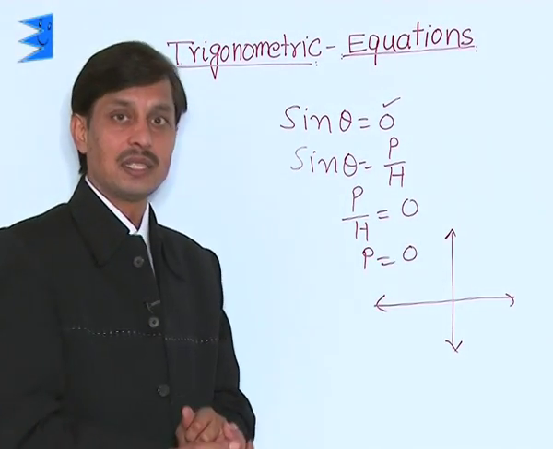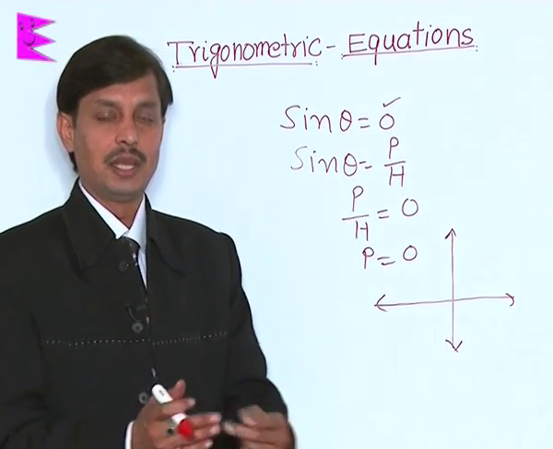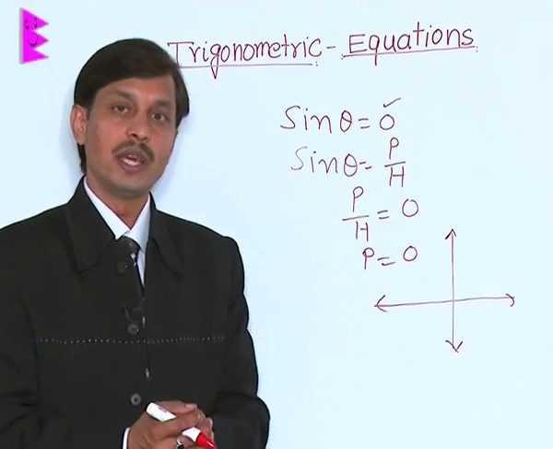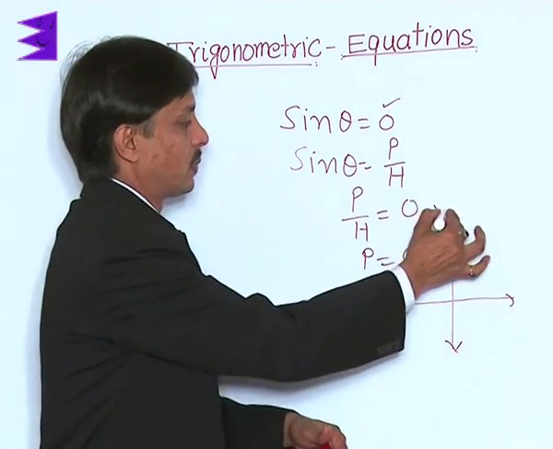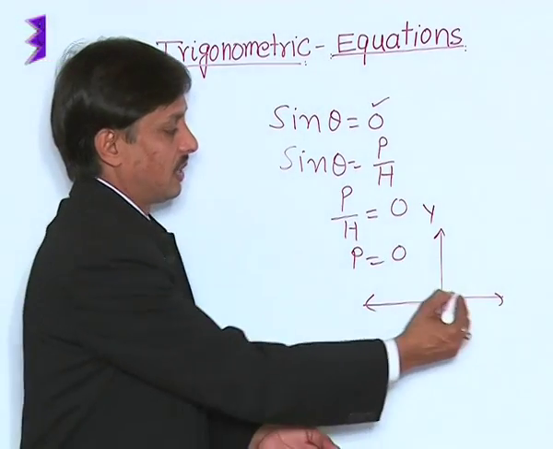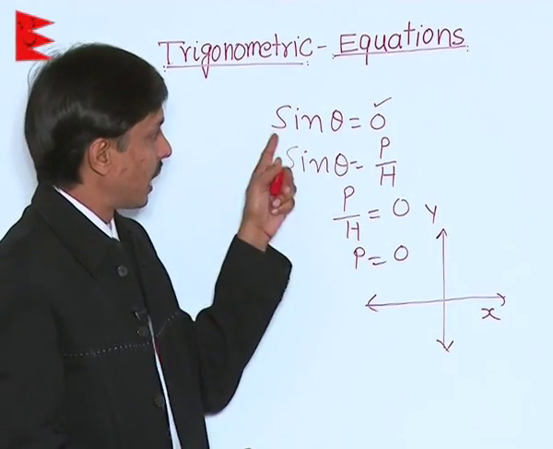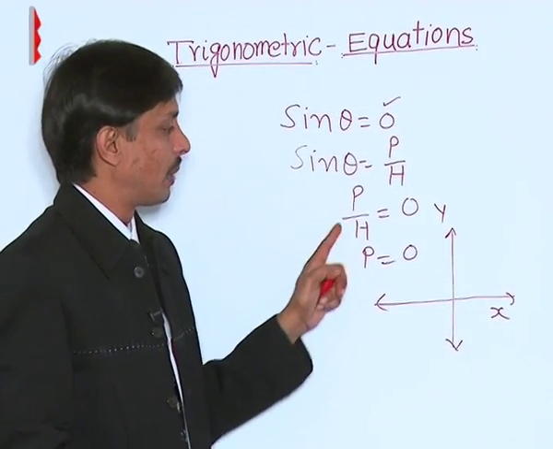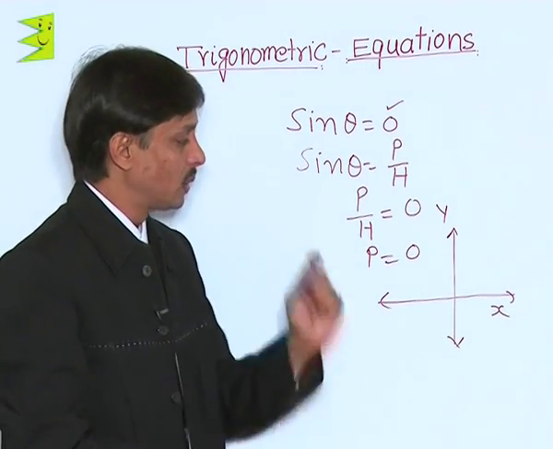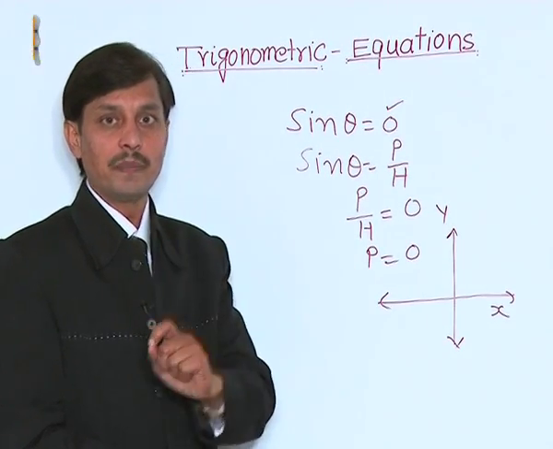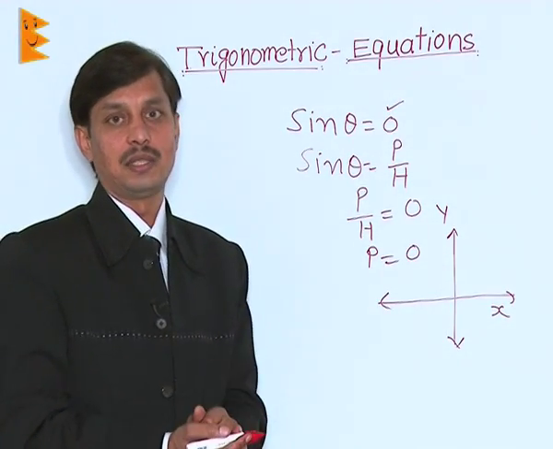In the two-dimensional system, the x-axis is considered as the base and the y-axis is known as the perpendicular. The y-axis is responsible for perpendicular, the x-axis is responsible for the base. But sin theta equal to 0 means perpendicular upon hypotenuse is 0, meaning perpendicular 0 is possible only and only if the perpendicular collides on the x-axis.